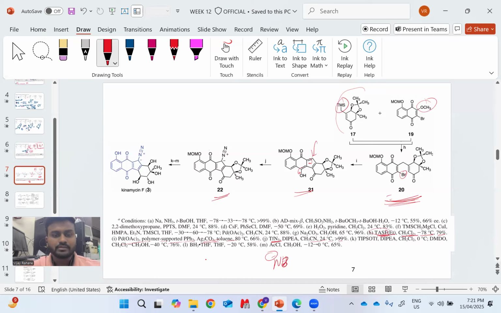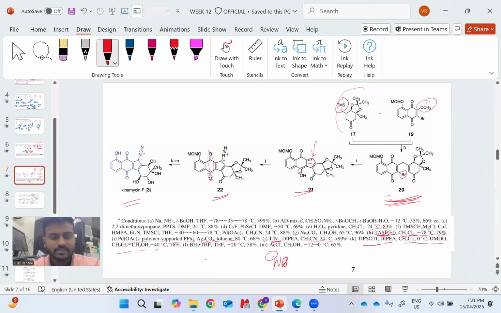That's the quinone, right? So you can see there at the para position, it's the quinone. So we can say it as a quino. And further, that's the K2M. The first step was the TIPS OTF, the DIPEA, dichloromethane at 0 degrees Celsius, then DMDO, dichloromethane, and methanol at minus 40 degrees Celsius. It gives 76% yield of these final products.